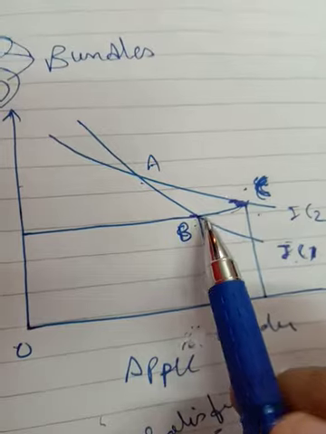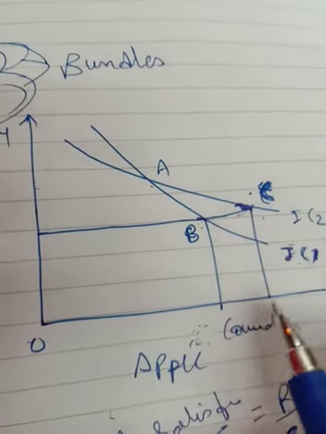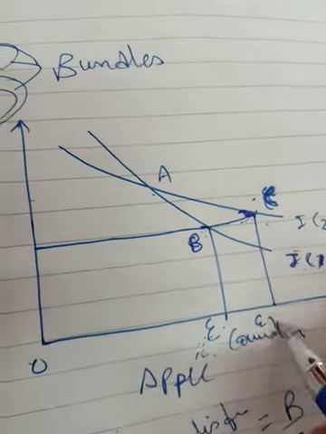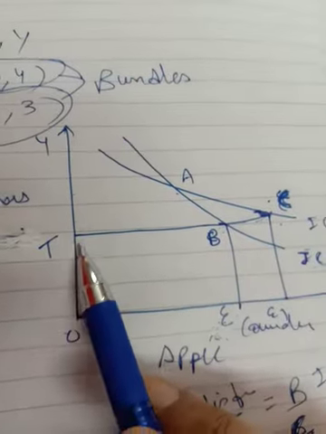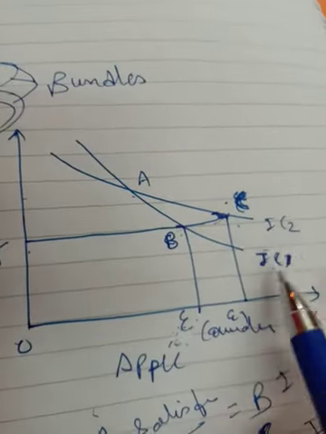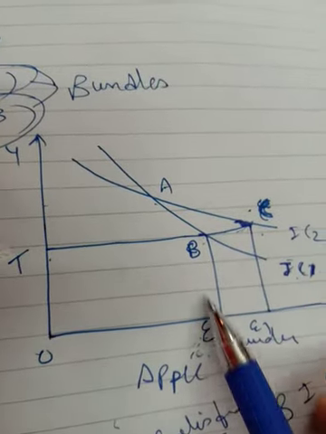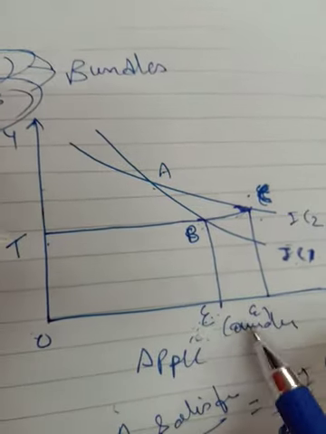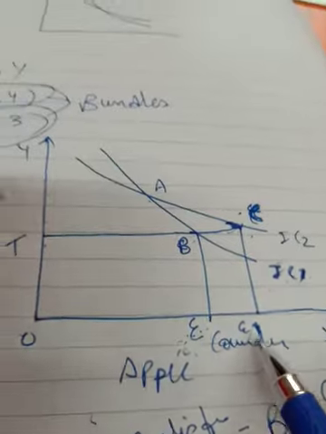But it cannot be that B and C give the same level of satisfaction, because bundle C has more quantity of X commodity, E1. So OT is the quantity of Y commodity, which is definitely common for IC1 and IC2. But for IC1, the quantity of apple, that is B, is OE, and for IC2 it is OE1.